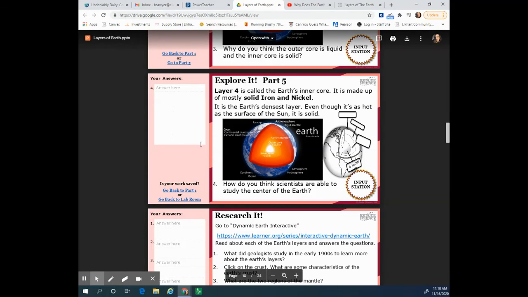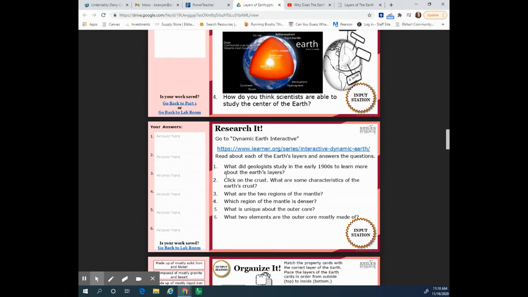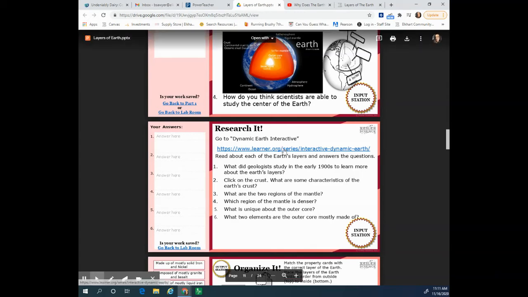Put your answer here. Now we're going to click on the research it. And as we read through, I want you to think and answer these questions. What did geologists study in the early 1900s to learn more about the Earth's layers? Click on the crust. What are the most characteristic features of the Earth's crust? What are the 2 regions of the mantle? What region of the mantle is denser? What is unique about the outer core? What 2 elements is the outer core mostly made of?